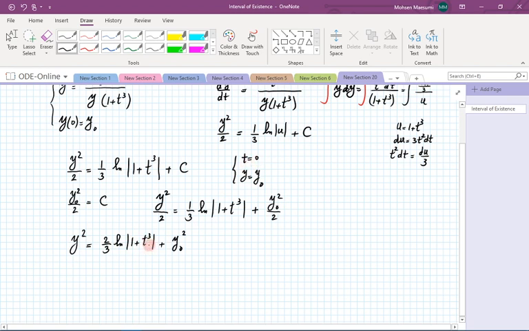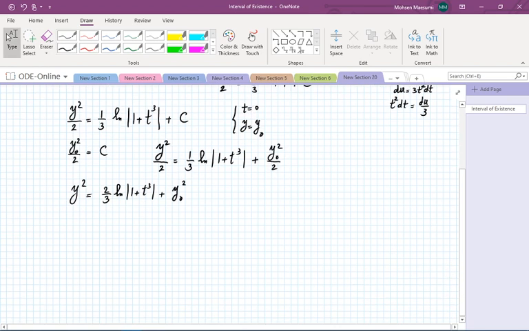Well, what if I move backward until it becomes 0? Well, once it becomes 0, the whole process is going to stop. That would be, if we do get there, the end of the interval of existence. So subject to the assumption that 1 plus t cubed is going to stay positive, this problem is going to turn out to be y squared equals 2/3 of logarithm of 1 plus t cubed plus y0 squared.